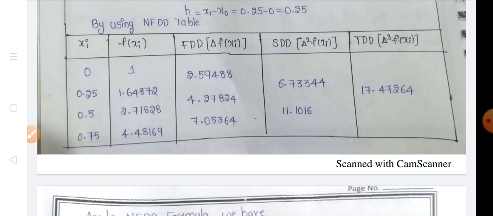Next, third divided difference: 11.1016 minus 6.73344 by 0.25 is equal to 17.47264.